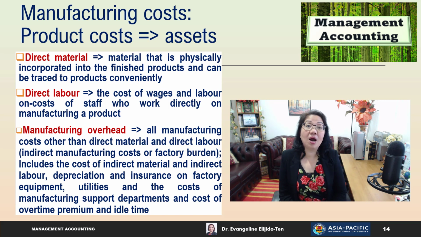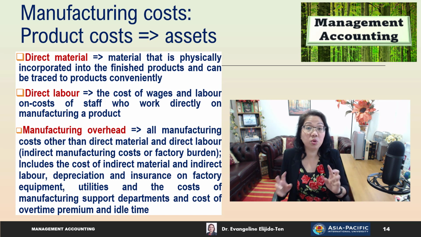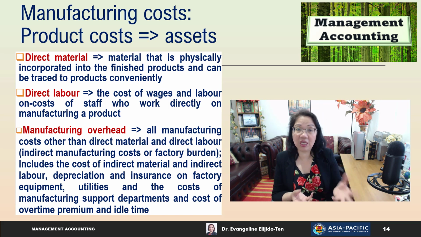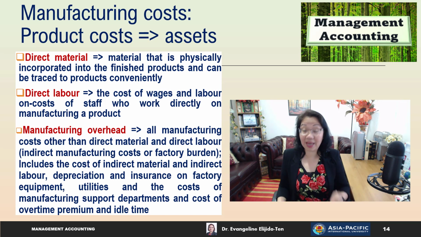Whereas direct labor are the cost of wages and labor on costs of staff who work directly on manufacturing a product. So the carpenter, for example, who works directly in the manufacture of, say, tables and chairs will be considered direct labor, including on costs. So if you give this carpenter superannuation and other benefits, then that on costs will still be part of direct labor. Now, manufacturing overhead are all manufacturing costs other than direct material and direct labor.